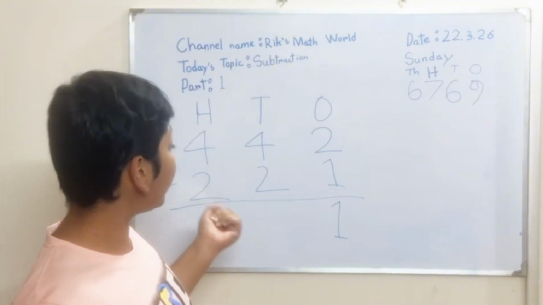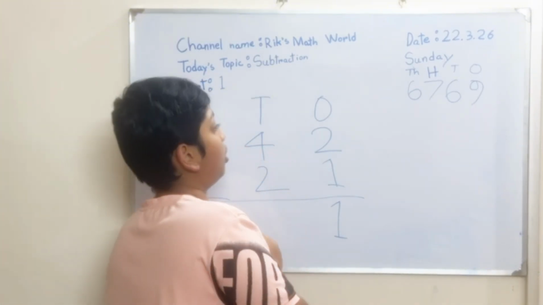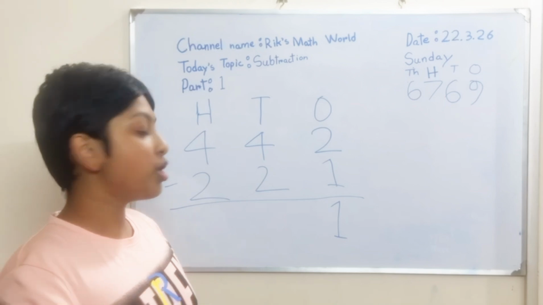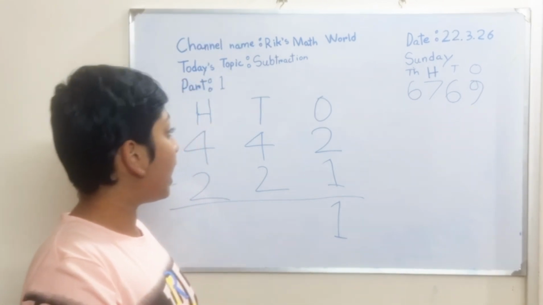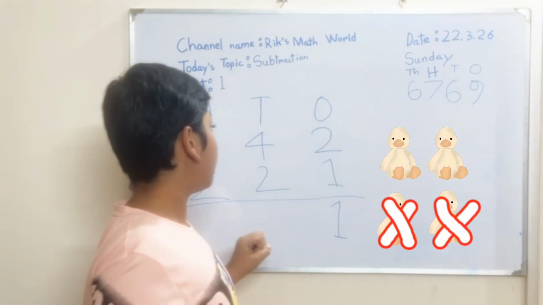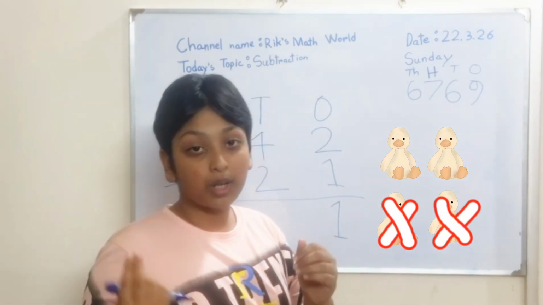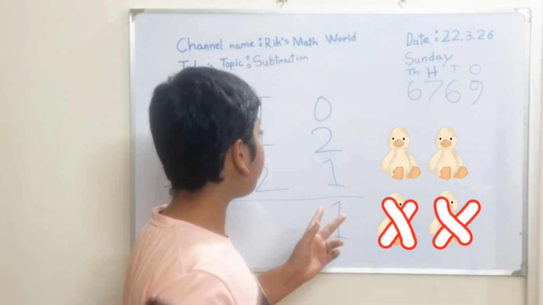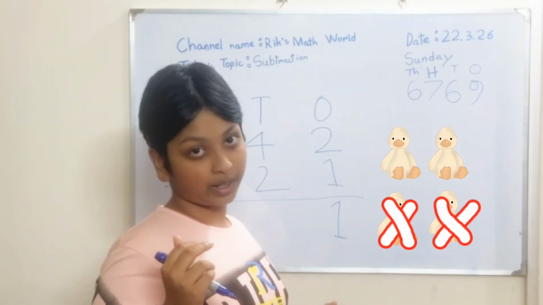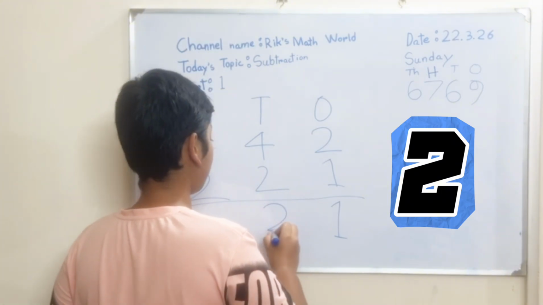Now in the tens place it is written 4 minus 2. So think that you have 4 toys and you want to give 2 toys to your friend. So how many remain? 2 toys are remaining. So now we write here 2.